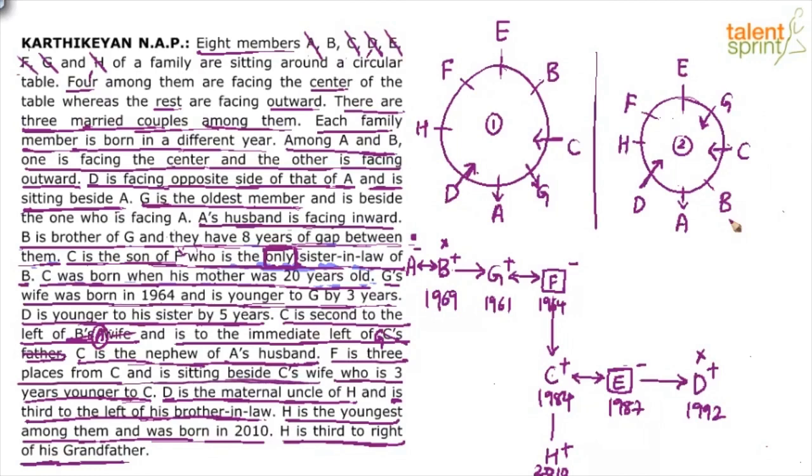Which is the point that will help us eliminate one of these two cases? Look at this. G is the oldest member and is beside the one who is facing A. We did not use this. Who is facing A here? E. Is G beside E? No. Who is facing A here? E. Is G beside E? Yes. So case 1 is eliminated.